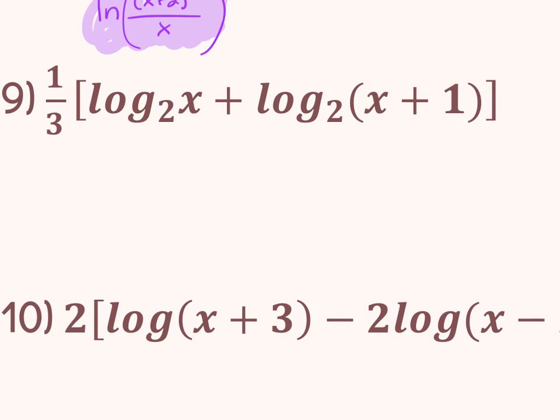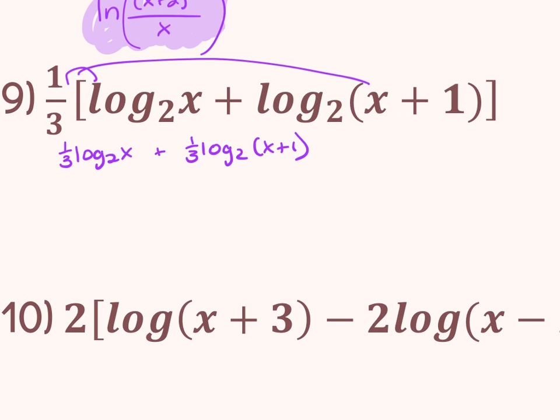All right, now what? 1/3 goes to both of them. So I would distribute, right? So I can rewrite it as 1/3 log base 2 of x plus 1/3 log base 2 of x plus 1. Or, and again, you'll get better at these, like our mental math in the beginning, I could actually bring that straight to the exponents of each, okay? So now these become the exponents. Log base 2 of x to the 1/3 plus log base 2 of x plus 1 to the 1/3.